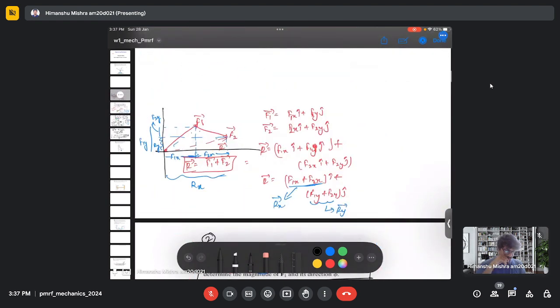For example, let's say this is our F1 and this is our F2. So you can say that these two forces have a single point. So these are the nature of the coplanar force.